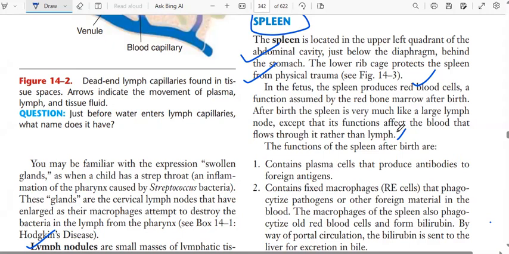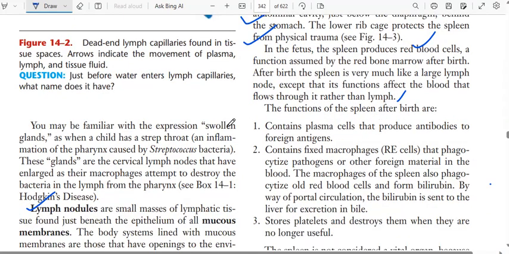So what are the functions of this organ, the spleen, after birth? It contains plasma cells. Yesterday we discussed plasma cells and macrophages. The first defense is macrophages. If the bacteria overwhelm the macrophages, the body will plan, and lymphocytes will tell the plasma cells to produce antibodies. Plasma cells produce antibodies for killing bacteria or any pathogen. Plasma cells are present in the spleen.